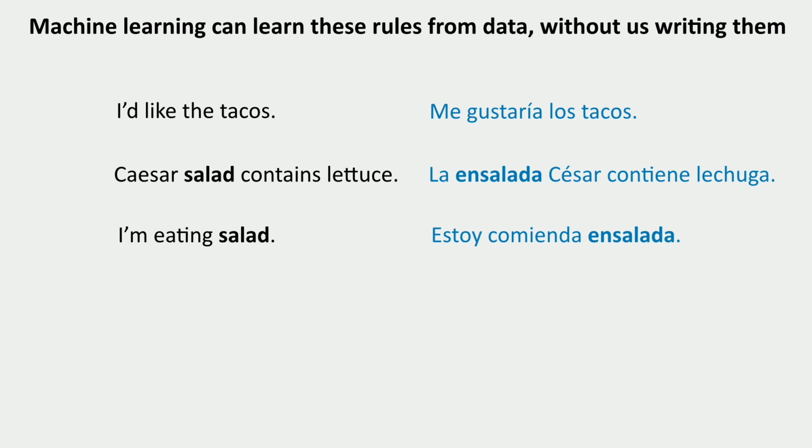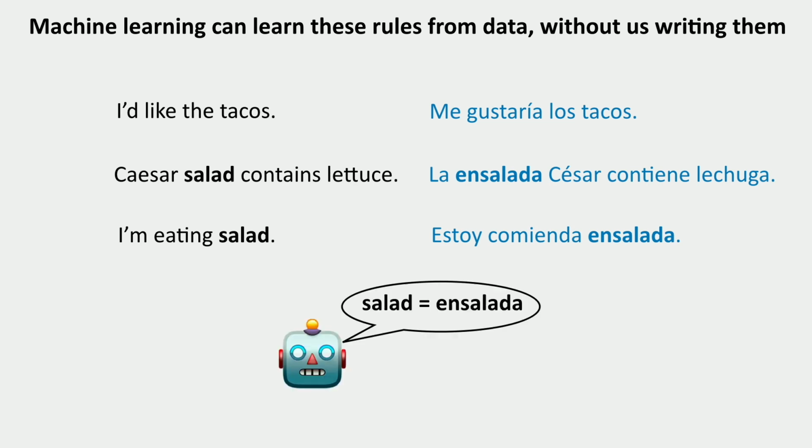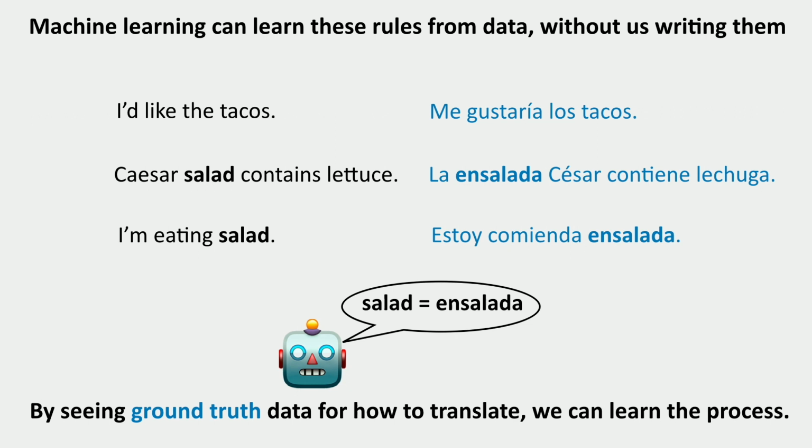And even if you don't speak Spanish, you can look at these and start to recognize some patterns. For example, the word salad occurs in the second two examples in English, and the word ensalada occurs in the second two examples in Spanish. So if we're pretending we're kind of a machine trying to learn some patterns here, we maybe can recognize that salad and ensalada might be translations of one another. So this ground truth translation data allows us to understand something about the translation process.